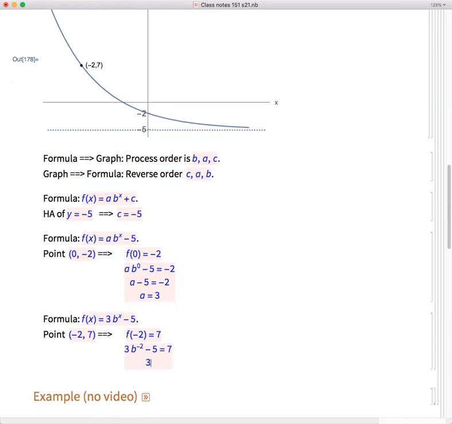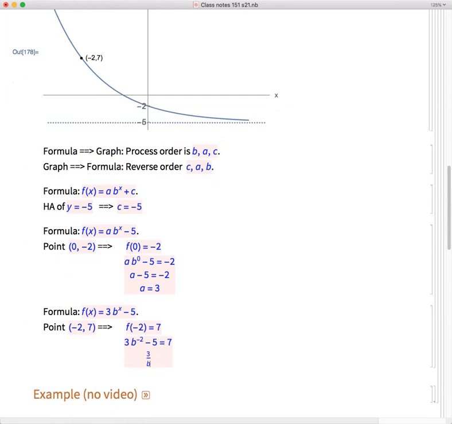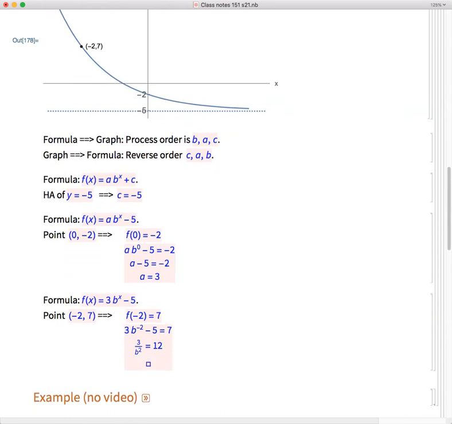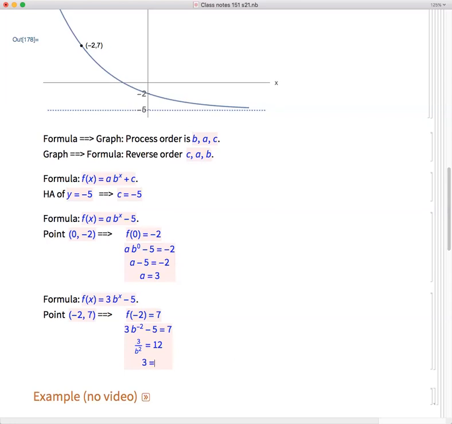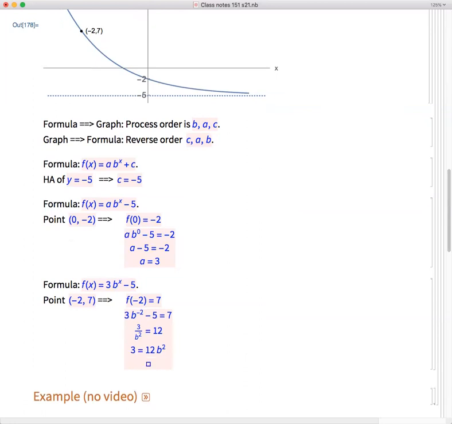All right, so this is 3. I guess I'm going to go to a form without having negative exponents. I'm going to add 5 to both sides. What is that? That's 12. And then I guess I'll clear denominators. So multiply both sides by b squared. Divide by 12.